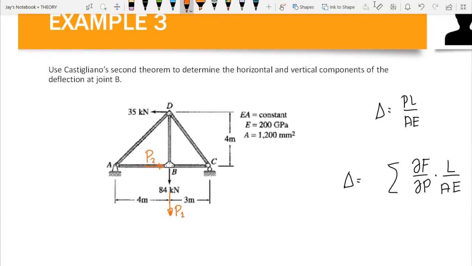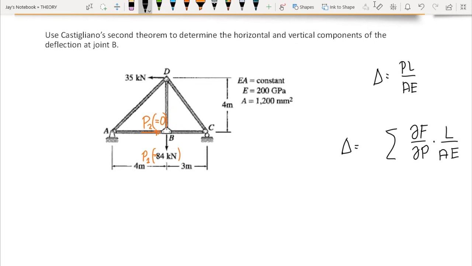But take note, at point B we have a vertical load here, which is 84 kilonewton. So this could be our P1. Our P1 is basically equal to 84 kilonewton, so we will change 84 kilonewton here into P1. But we do not have a horizontal load at point B, so our P2 here is equal to 0. Later on we will be using these values in our equation.